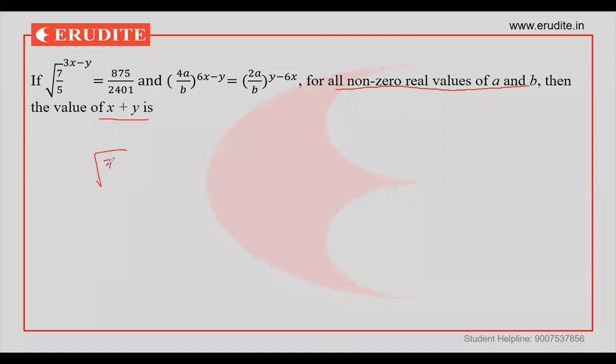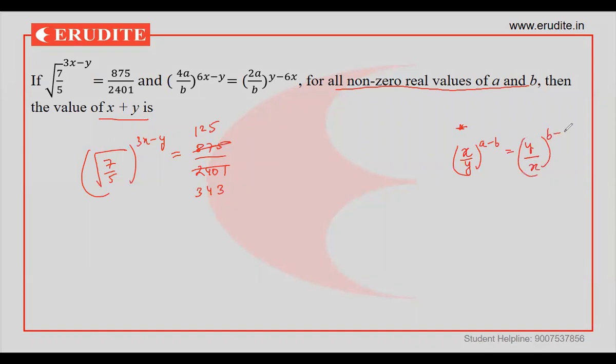So guys, this is given that (root 7 by 5) to the power 3x minus y is equal to 875 by 2401. So guys, I am dividing by 7: 7 1s are 7, 7 5s are 35, 7 3s are 21, 7 4s are 28, 7 3s are right. So now guys, the concept which we are going to use here is that if I'm saying (x by y) to the power a minus b, I can write this one this way. It is also equal to (x by y) to the power b minus a.